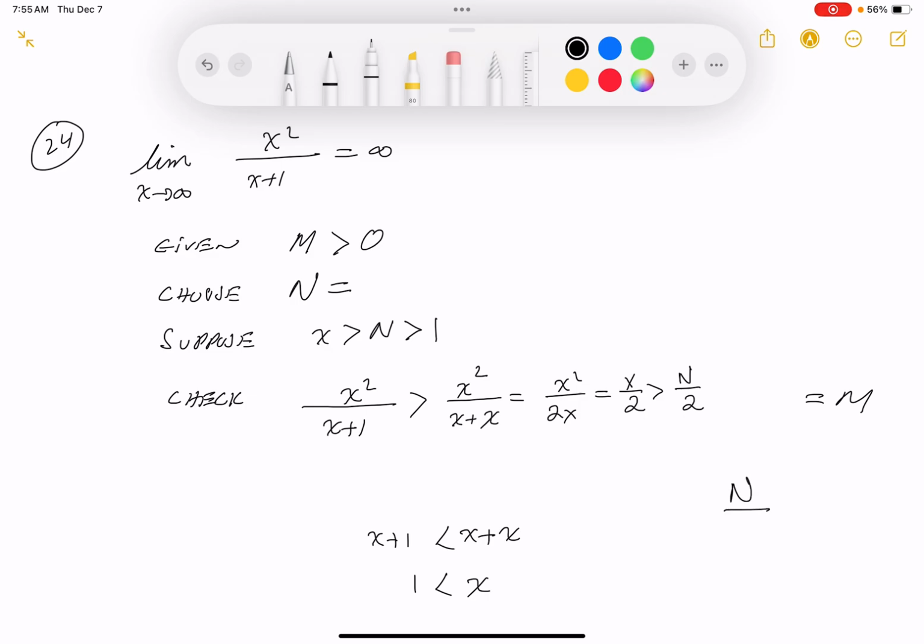What do I have? N over 2 is equal to M. And now I got to figure out what the N is. And what's N going to be equal to? 2M. We are now done. And we're going to write down QED.